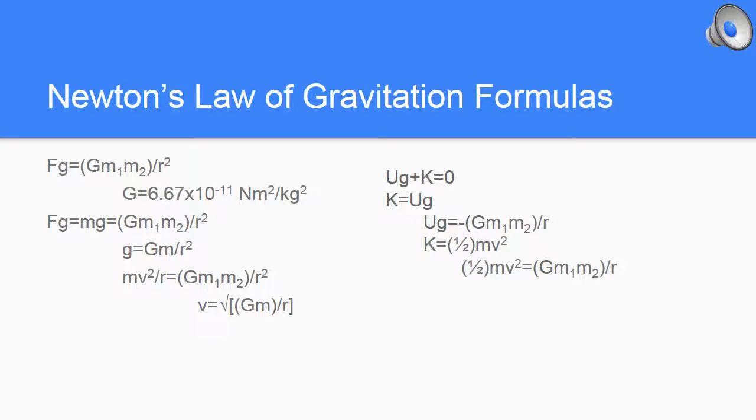Also, when we're looking at the energy of objects, often in planetary motion, we can see that the gravitational potential energy plus the kinetic energy is equal to 0, so the kinetic energy will be equal to the potential energy due to gravity. The potential energy due to gravity is equal to the negative universal gravitational constant times the mass of each object divided by the radius, and the kinetic energy is still 1/2 of the mass times the velocity squared.